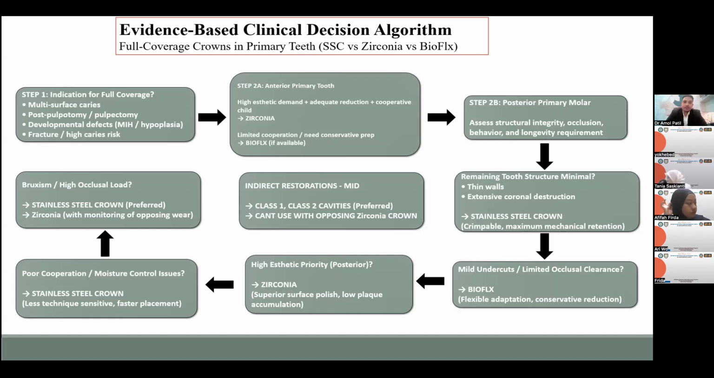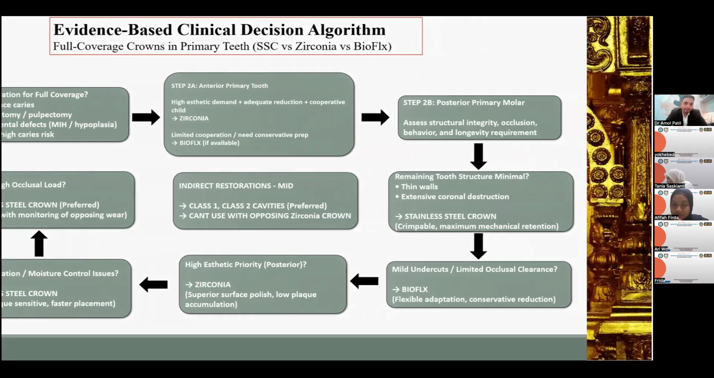So this is the decision algorithm that I prefer. You can also go through it. If feasible, you can use this as a treatment option for your cases as well.